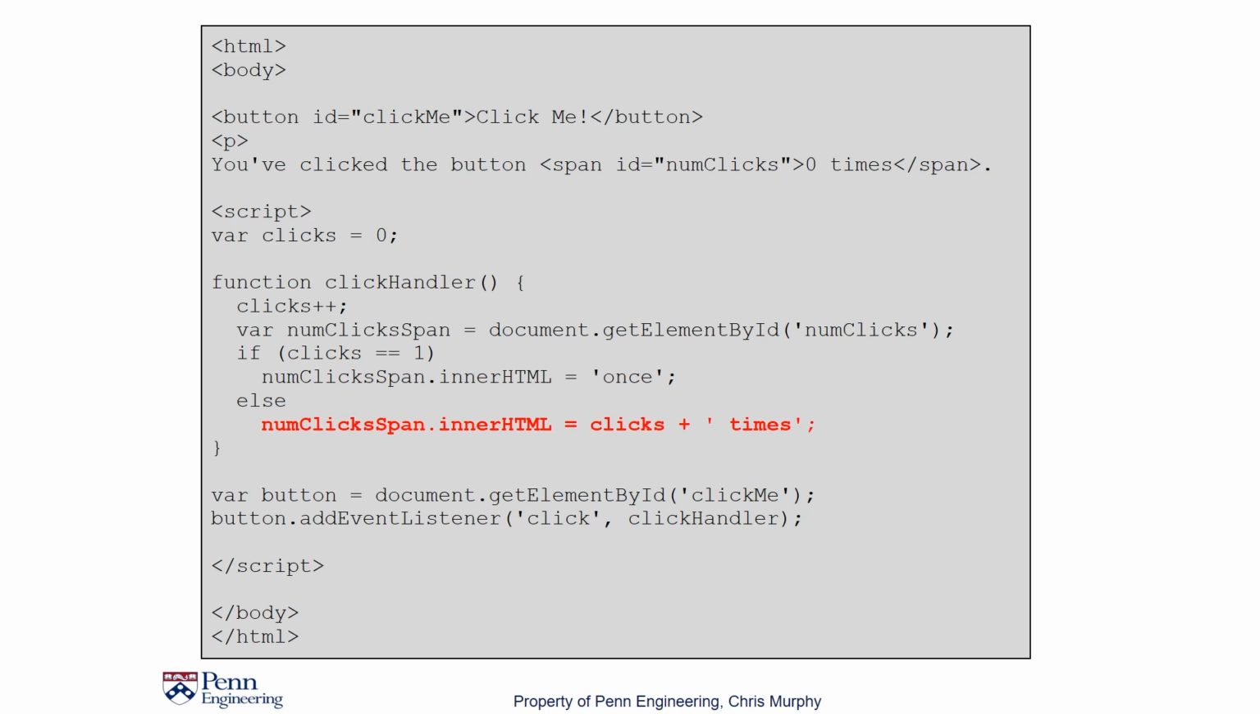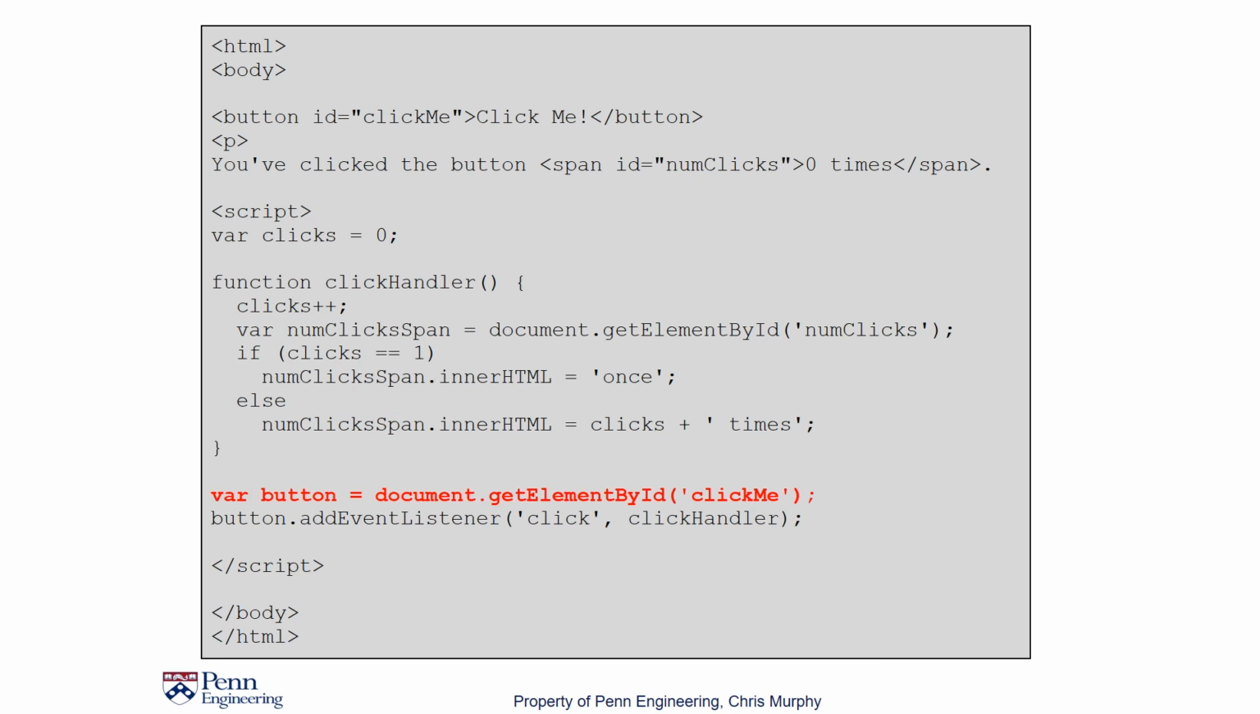However, if this is the second or third or millionth time they've clicked on it, then I'll just take that number, which is the number of times they've clicked, I'll concatenate it with the string space times, and I'll set the inner HTML to that. Now, all I've done here is define this function. I haven't actually called it. I want it to be called when the user clicks the button.